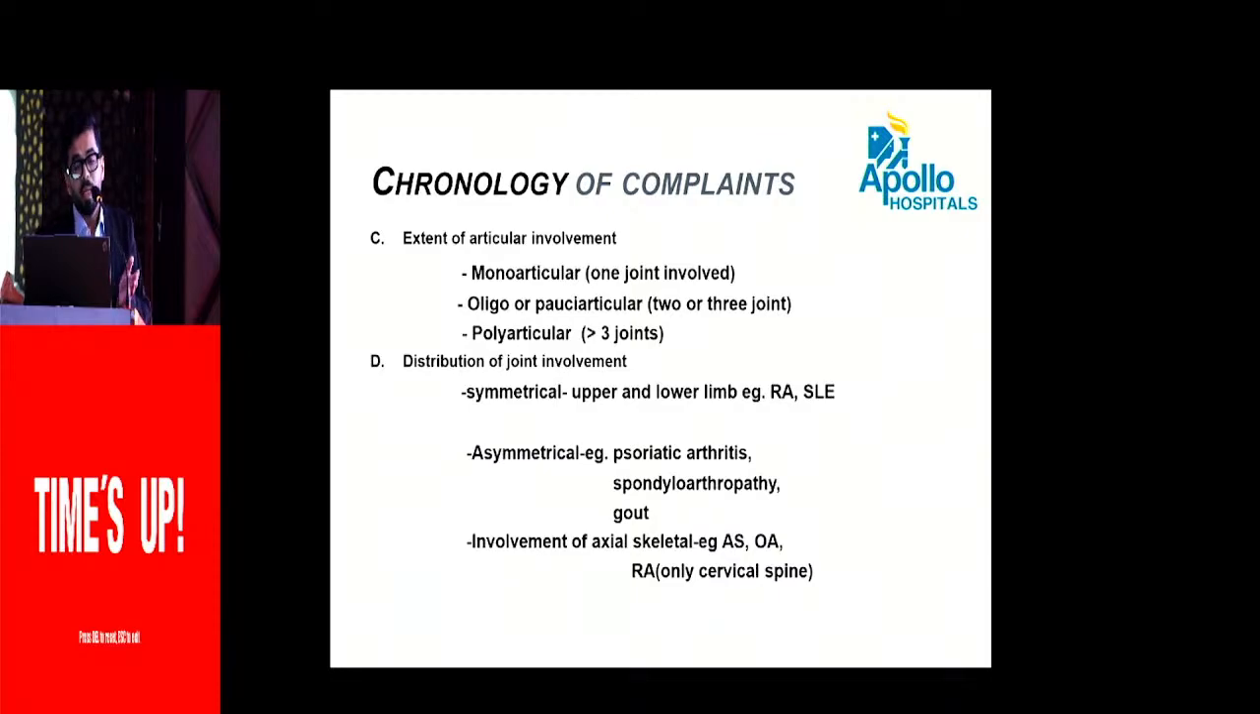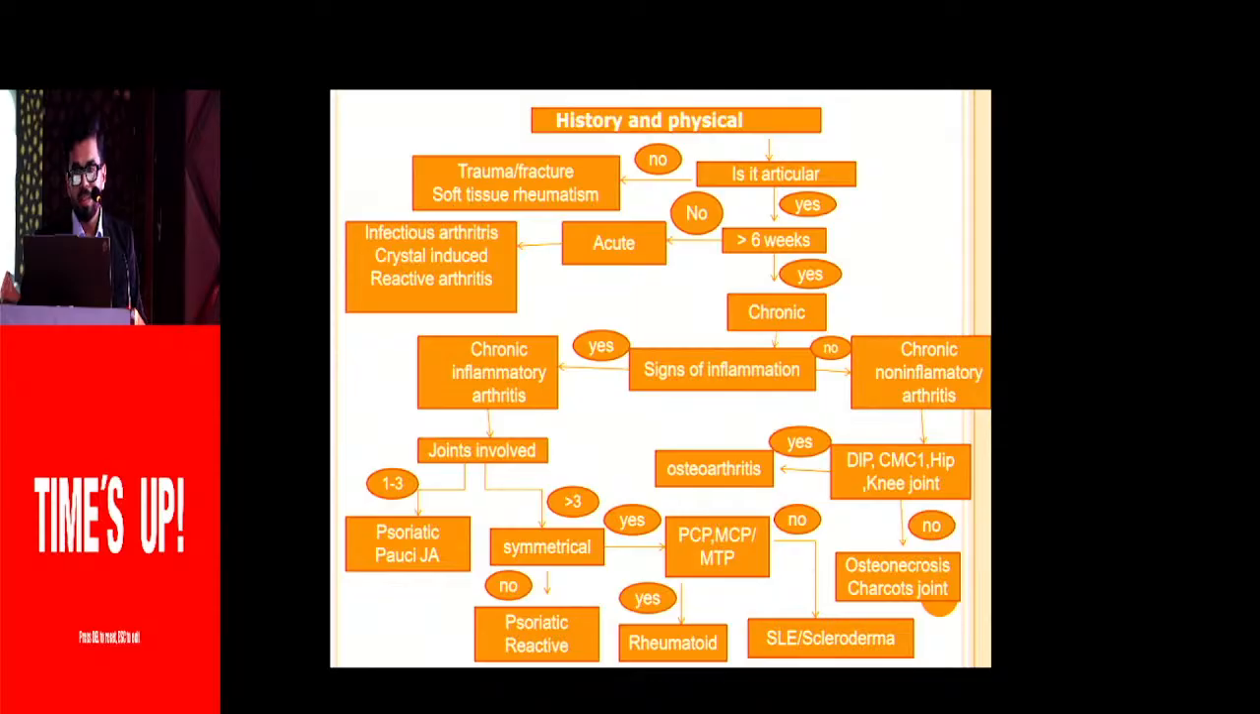Of pain, just a last slide: oligoarticular or polyarticular pain, distribution of joint involvement, like symmetrical in rheumatoid and lupus, asymmetrical in psoriatic arthritis, spondyloarthropathy and gout, and involvement of the axial skeleton like in ankylosing spondylitis, osteoarthritis, rheumatoid arthritis. So this is a history and physical examination slide.